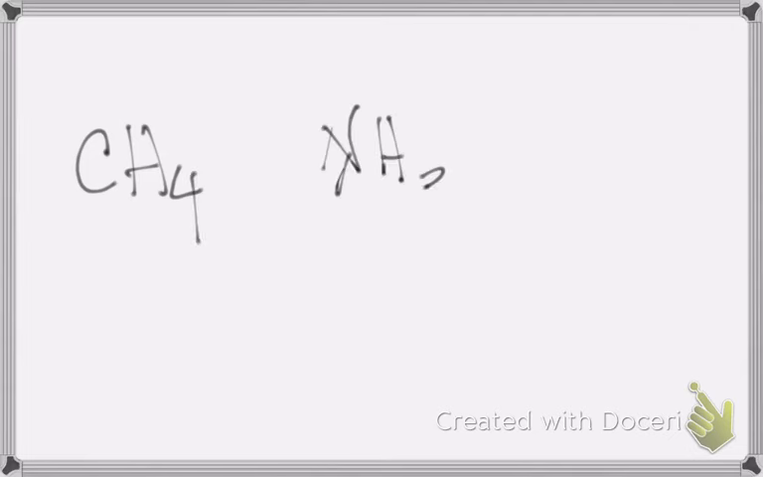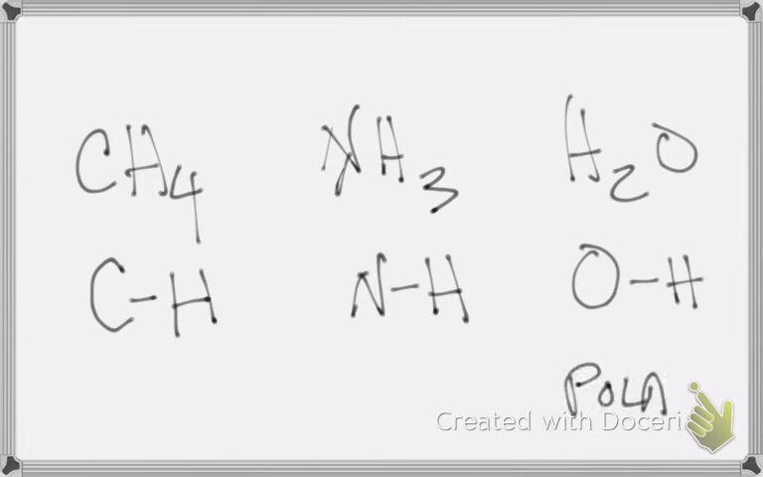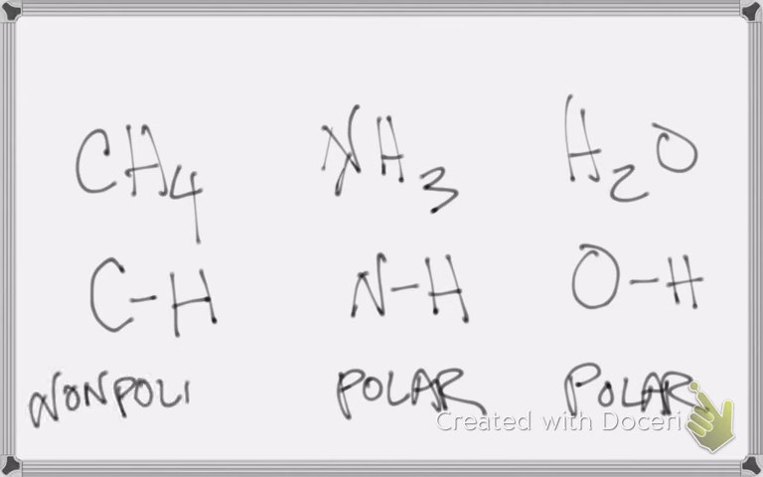So referring back to our list, we had methane, we had ammonia, and we had water. The bond here was a bond between carbon and hydrogen. The bond here is between nitrogen and hydrogen. The bond here is between oxygen and hydrogen. Which ones of these are polar? Which ones are a little bit negative on one side and a little bit positive on the other side? OH is polar. NH is polar. What about CH? Definitely nonpolar. So that's the start of our list.